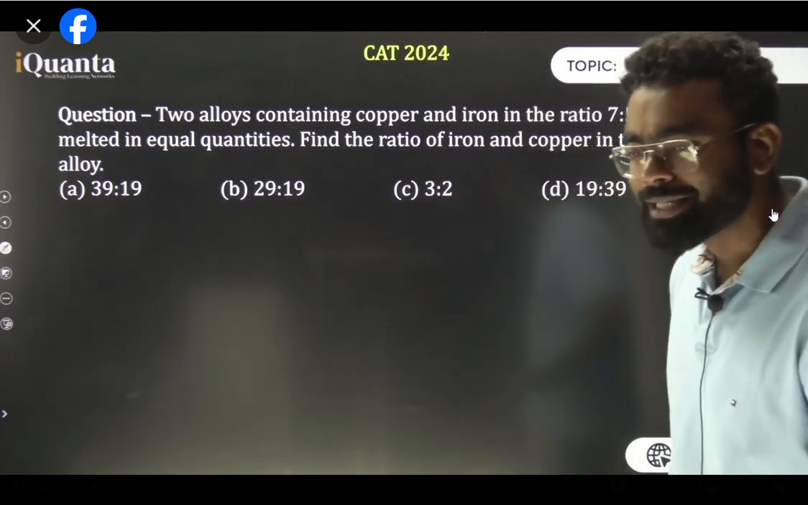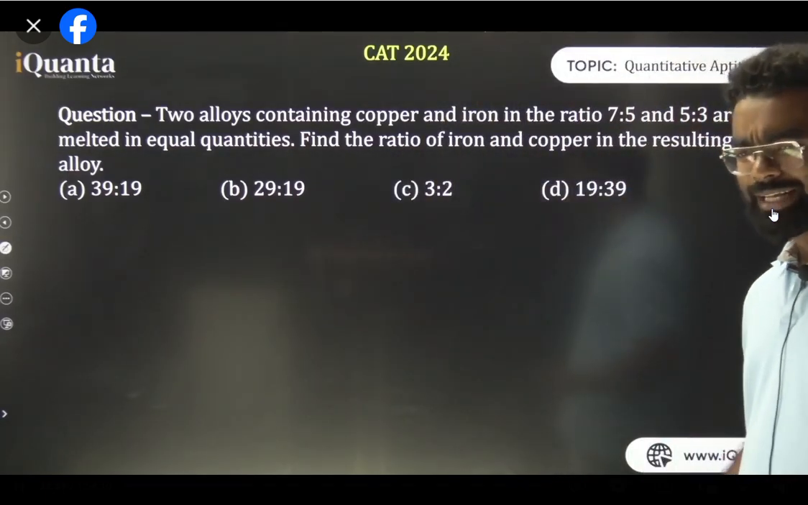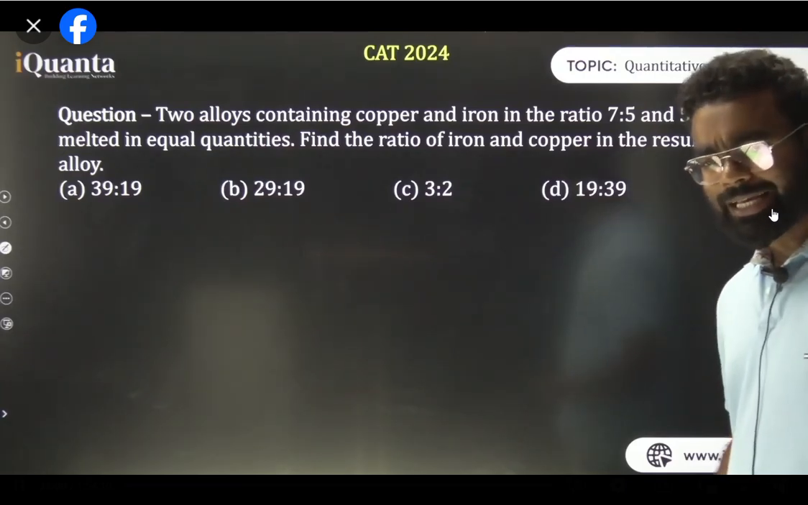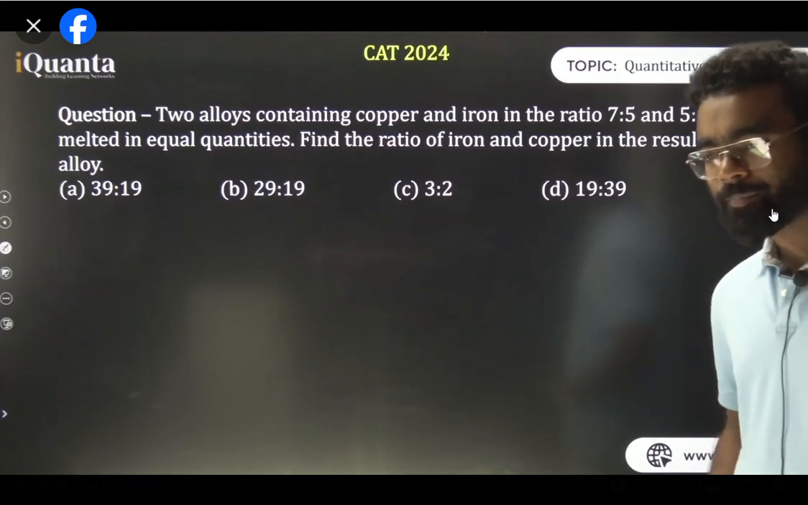If the streaming is a problem, I think it's a problem with your connection, Nishit. The rest of the people are fine with the streaming, I guess, because I don't think it's lagging here. So please do solve this question. Then we'll discuss how we can solve this type of question.